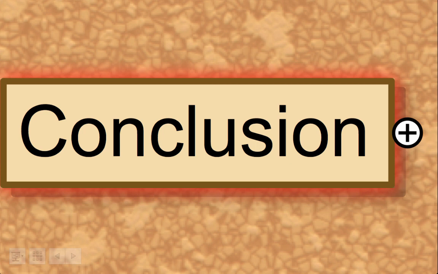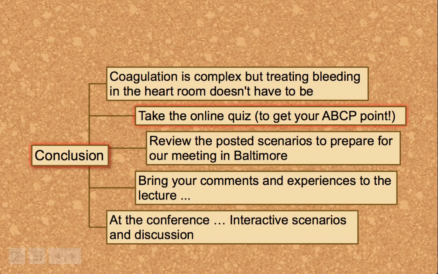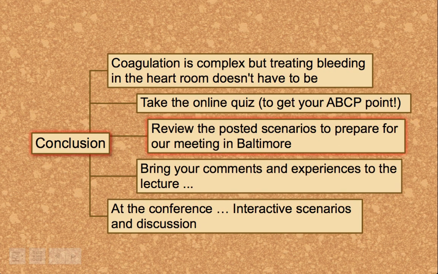So in conclusion, coagulation may be complex, but treating bleeding in the heart room doesn't have to be. What you should do now is take the online quiz. You have to take that quiz to get your extra American board point. While you're in there, review the posted scenarios to prepare for our meeting in Baltimore.